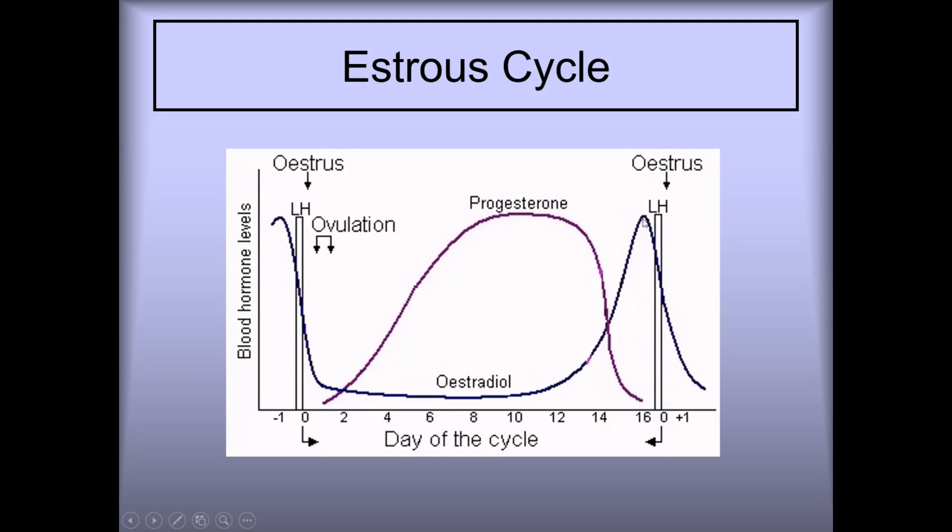Then we have a spike in luteinizing hormone and a decrease in estrogen, and that's when ovulation is going to occur. You can see over here on the left side of that diagram, ovulation is going to happen right after the estrogen drops and LH spikes. As that peak in estrogen occurs, that's where the strong heat is going to be, and the animal is going to get bred by the male at that point.